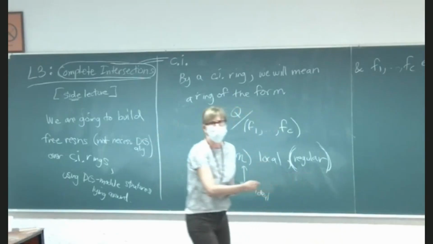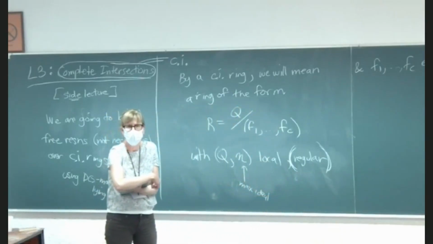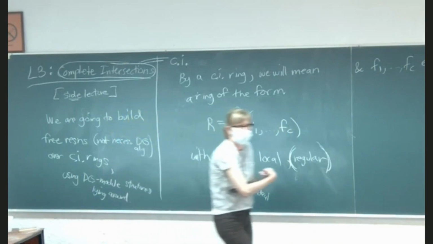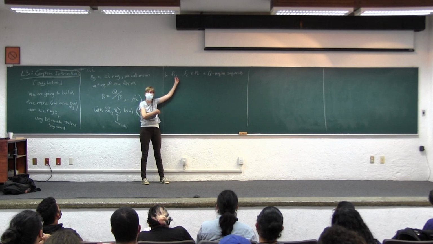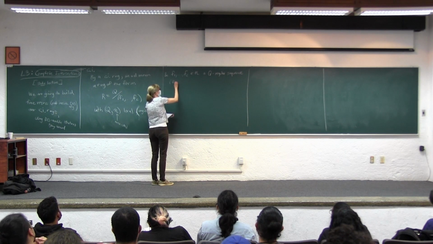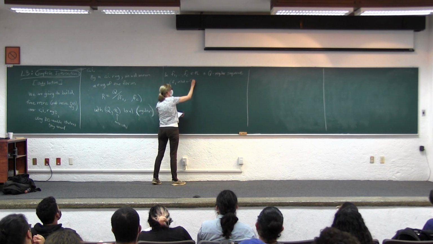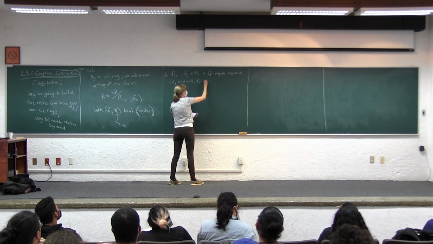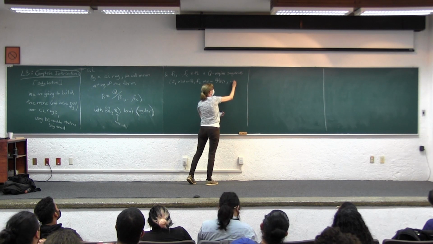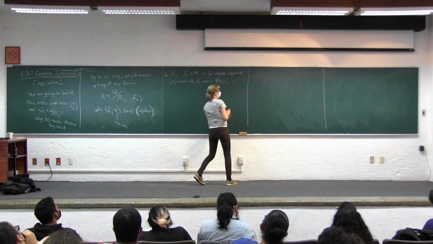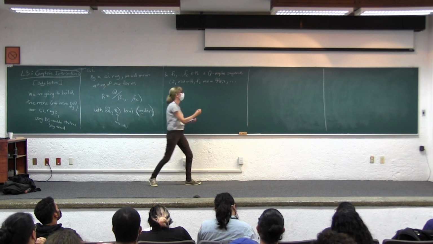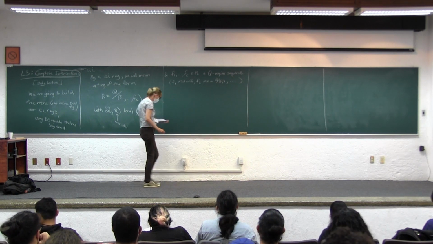Okay? Does anyone not know what those words mean? I'll just say it quickly if you don't. F1 is a non-zero divisor on Q. F2 is a non-zero divisor on Q mod F1, etc. Keep modding out by everything up to that point, and the next one should be a non-zero divisor. Okay, so these rings are very nice.